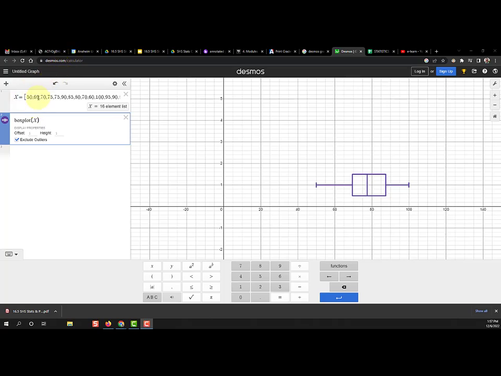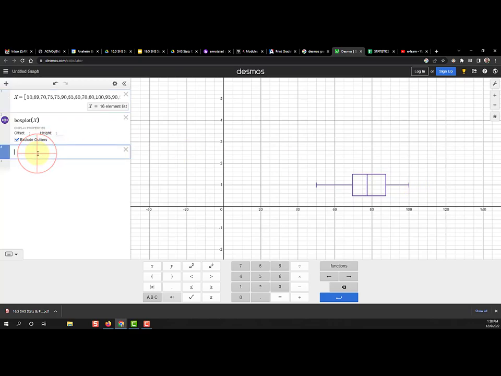I'm in Desmos calculator. You type in capital X equals bracket, not a parentheses, and you list up your numbers separated by commas, no spaces. At the end, you close the bracket and it'll tell you have 16 numbers. If you type out the word box plot, parentheses, capital X, because that represents all these numbers, and you press the magnifying glass, you will get a box plot. Minimum, quartile 1, quartile 2, which is the median, 50%, quartile 3, and then the maximum.